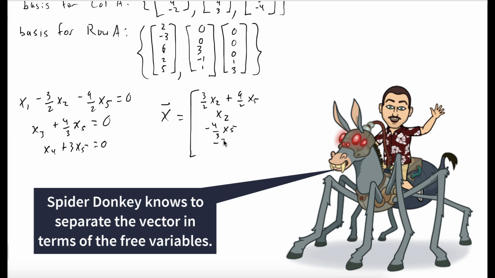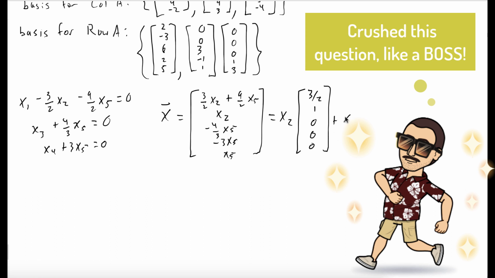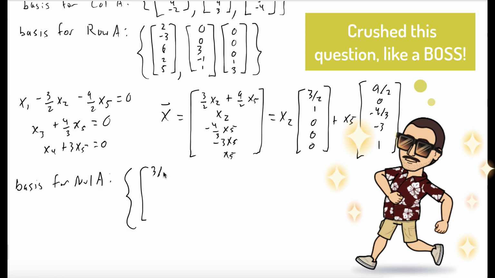And now once we have our solution vector, we'll break it up in terms of the free variables. So it's x2 times the vector 3 halves, 1, 0, 0, 0, plus x5 times the vector 9 halves, 0, negative 4 thirds, negative 3, 1. And these two vectors here form a basis for the null space of A. And you could check there's two basis vectors, and we said the dimension of the null space was 2. So that's one way to check your work.